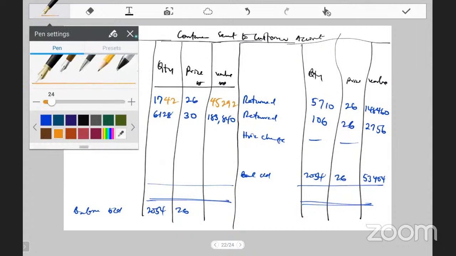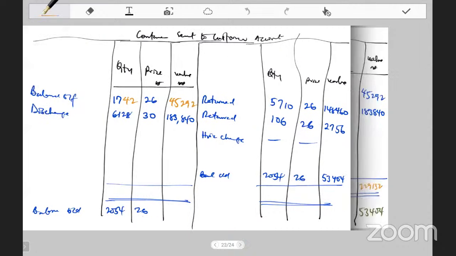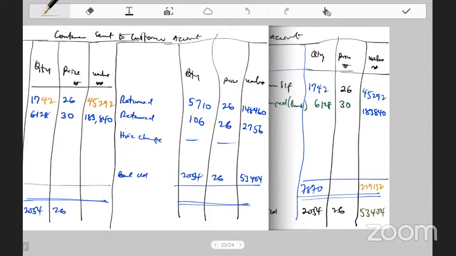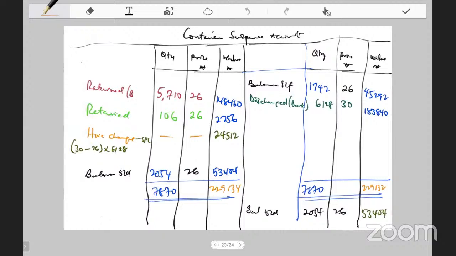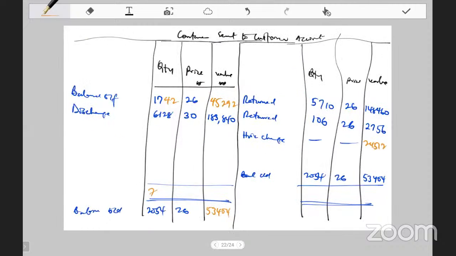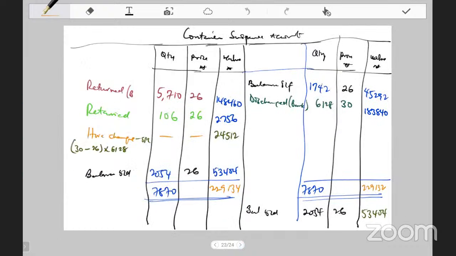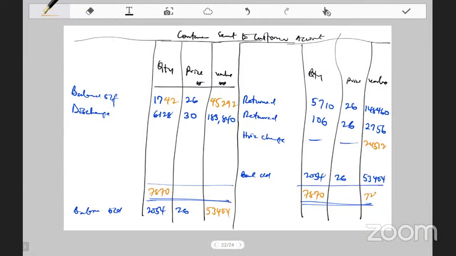So what's our hire charge? Just give me the value as you have it on the other end. 24,512. So let's go. You can fill in the rest. 3,404. What is the amount we have at the other side? 7,870. What's the total figure I have? Mr. Emma, answer the question. 229,132.